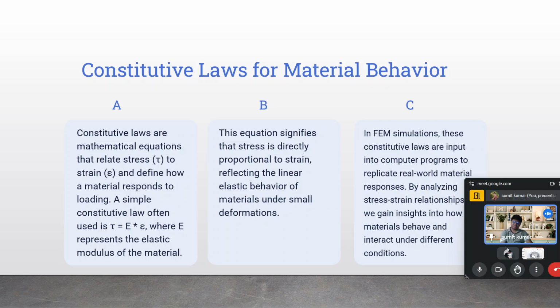Here tau is the stress, the capital E is the elastic modulus of the material. So this equation signifies that the stress is directly proportional to strain, reflecting the linear elastic behavior of the materials under small deformations. In FEM simulation, these constitutive laws are the input into the computer program to replicate the real world material responses. By analyzing the stress strain relationship, we gain insight into how material behave and interact under different loading conditions.